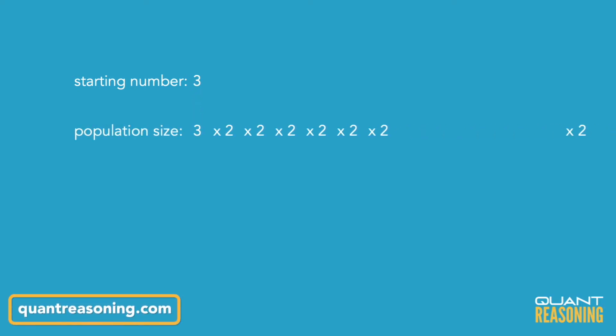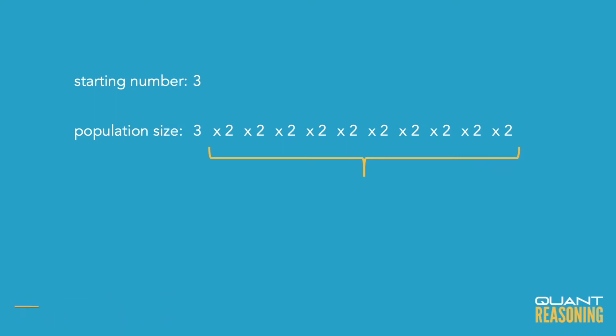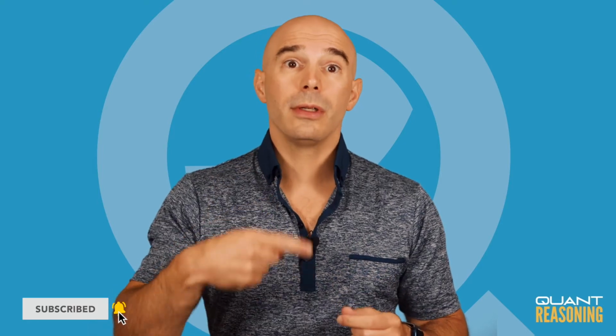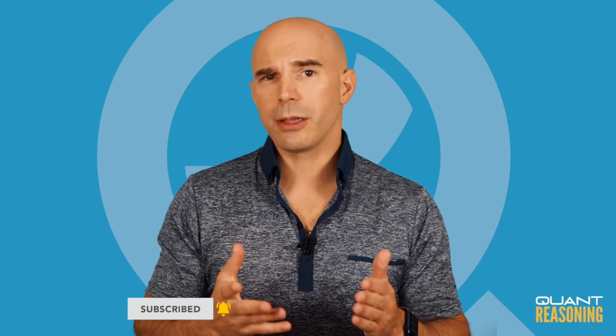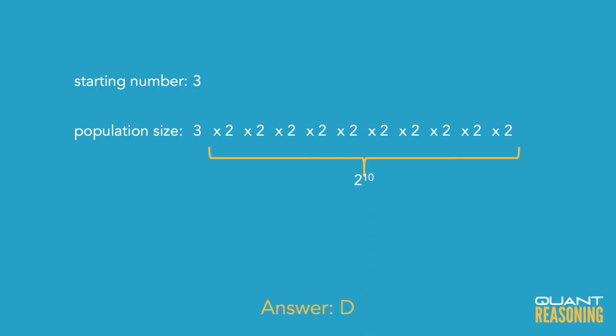How many times does it double? Well, we know that it doubles each month, and we're talking about 10 months, so we're doubling 10 times. When you're multiplying 3 by 2, times 2, times 2, times 2, over and over again, 10 times, what would that look like arithmetically? You'd have 3 times 2 to the power of 10.